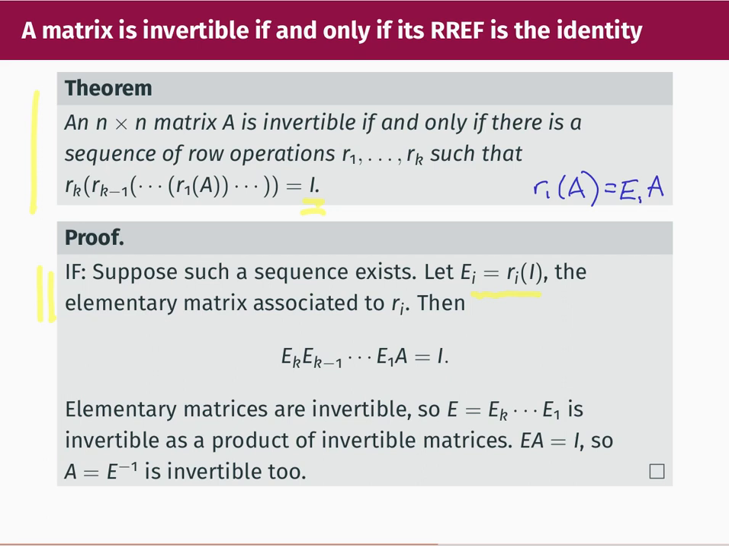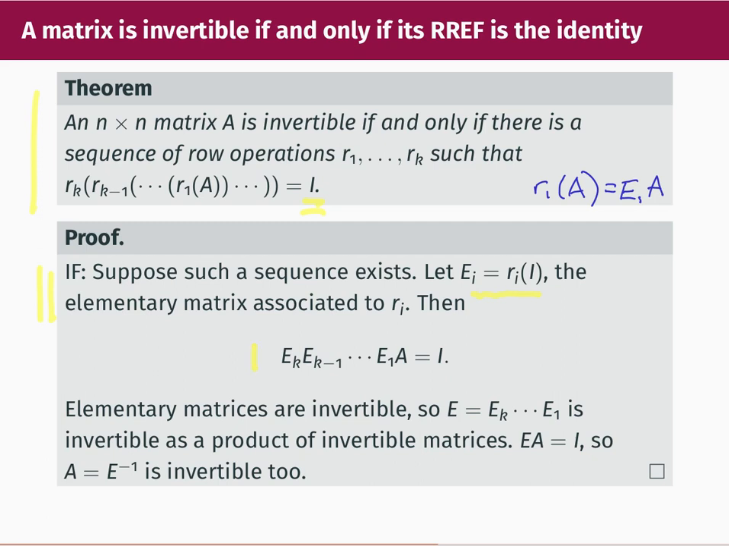Similarly, doing R2 to R1 of A is the same as left multiplying R1 of A by E2. So doing that sequence of row operations to A is the same as multiplying it on the left by E1, then E2, then E3 up to EK. In other words, because that sequence of row operations takes A to I, it must be that A multiplied on the left by E1, then E2, and so on up to EK equals the identity matrix.